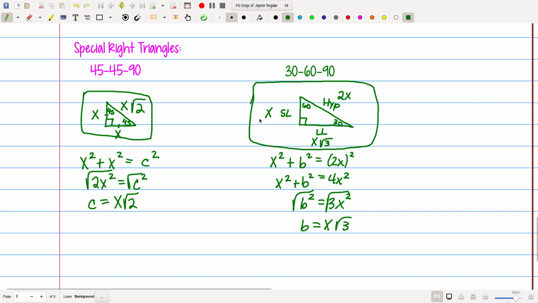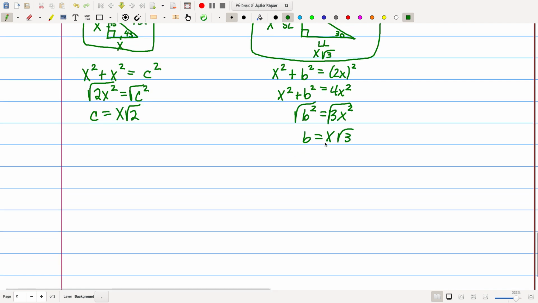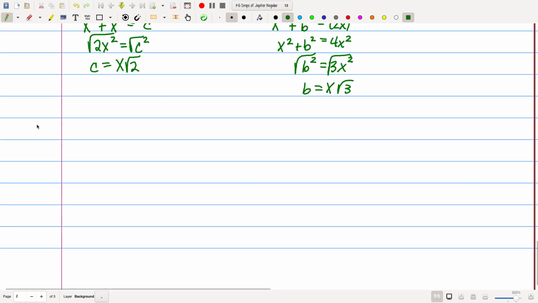So if my short leg is 5, then my hypotenuse would be 5 times 2, which is 10. And my long leg would be 5 square roots of 3. So if my short leg is 2, my hypotenuse will be 4. My long leg will be 2 square roots of 3. Okay, so let's kind of look at some examples and then we are done.